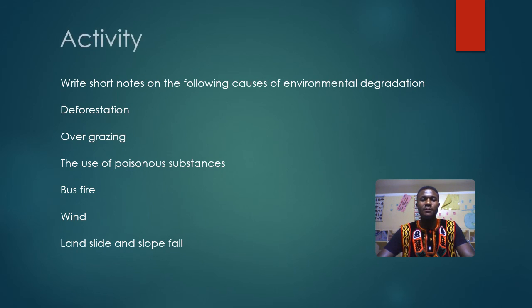Activity. Write short notes on the following causes of environmental degradation: deforestation, overgrazing, the use of poisonous substances, bushfire. I mean to say bushfire, not bush. Please, bushfire, wind, landslide, and slope fall.